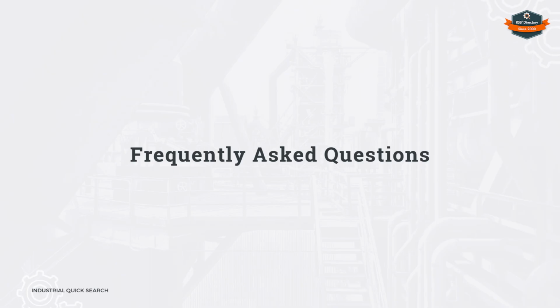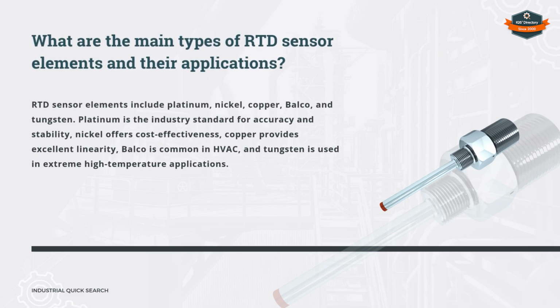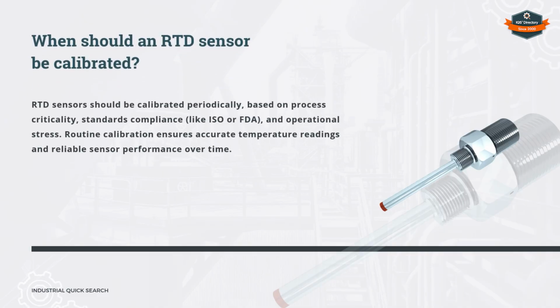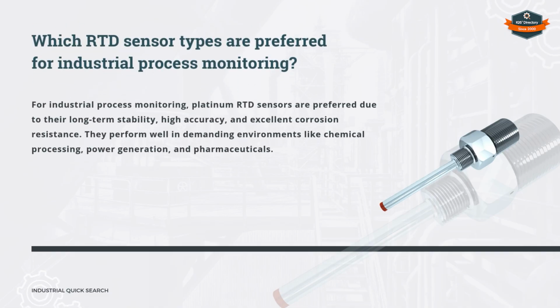Frequently asked questions. What is an RTD sensor and how does it work? What are the main types of RTD sensor elements and their applications? How do you ensure reliable RTD sensor installation? When should an RTD sensor be calibrated? What are the differences between platinum, nickel, and copper RTD elements? Which RTD sensor types are preferred for industrial process monitoring?